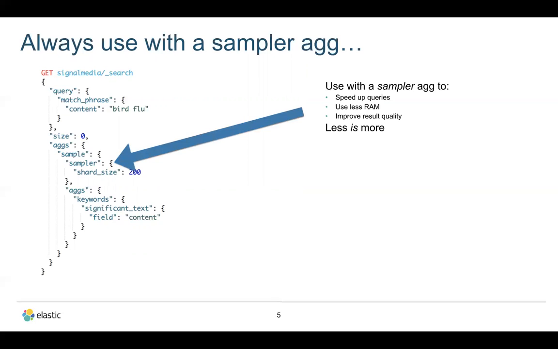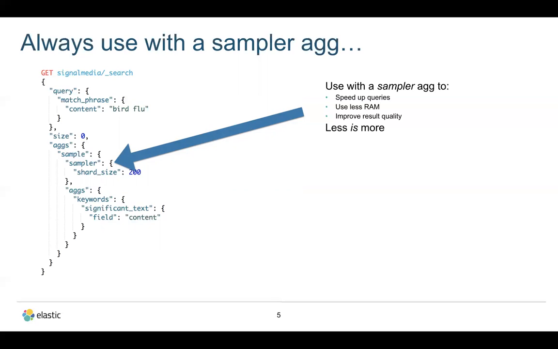So the sampler aggregation isn't just about speeding up the queries and using less RAM. It's actually beneficial if you look at less stuff, because the stuff you look at is inevitably going to be of higher quality. The relevance ranking algorithms, if you have a fuzzy query, will naturally bring to the top of the search results the most interesting and relevant documents. So it only makes sense to perform your analytics on the things that match most closely to your search results.